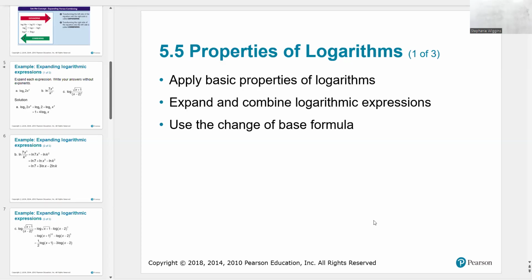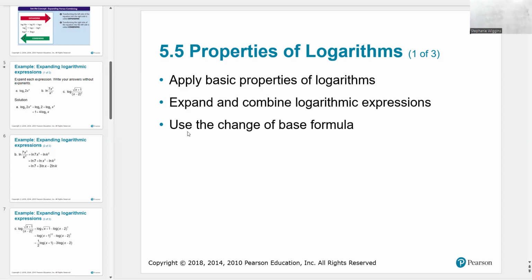All right, I'm going to share my screen to talk about properties of logarithms. And this is section 5.5. So basically, I'm going to show you in this section how to apply basic properties of logarithms, and we're going to use those properties to expand and combine logarithmic expressions.